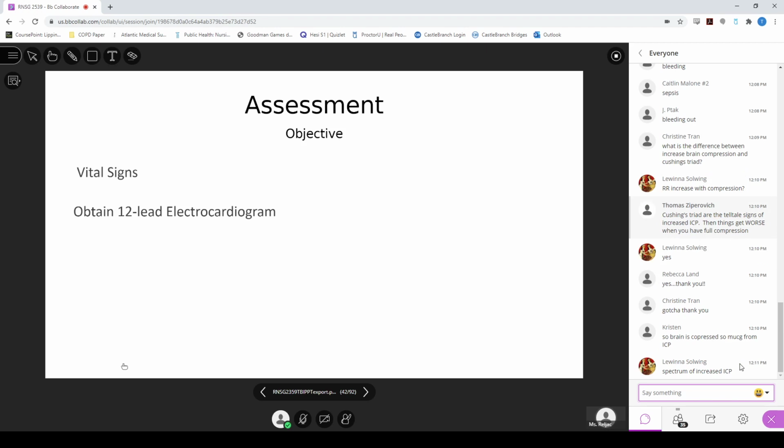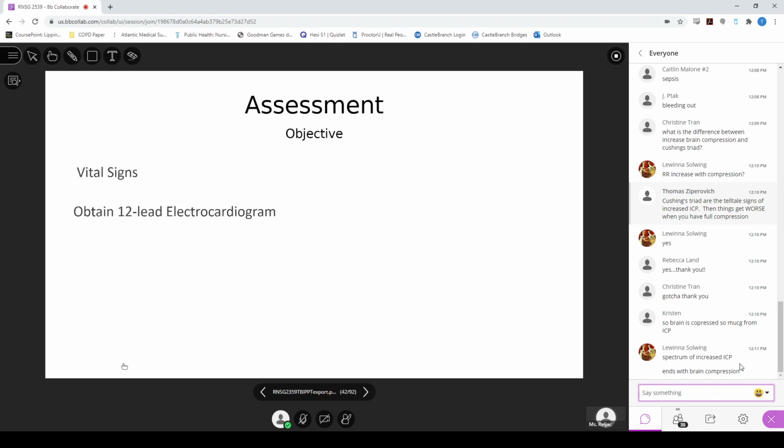That's right, the spectrum. Yeah, literally, it all ends with brain compression if you can't get it uncompressed.